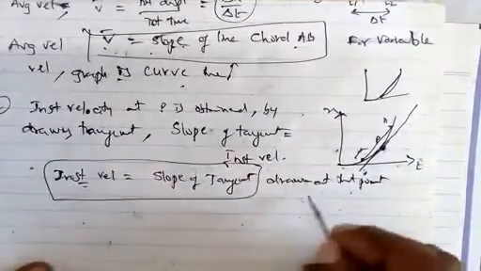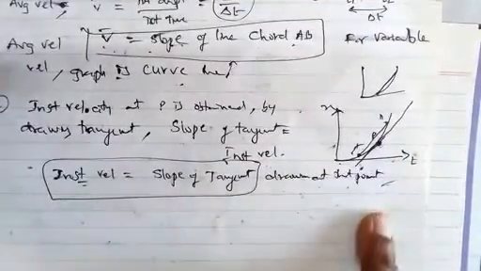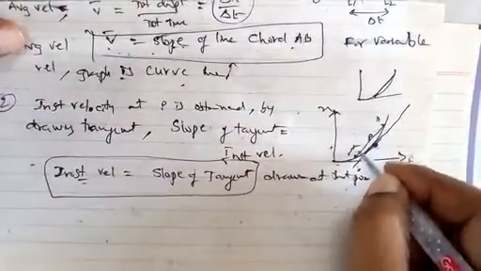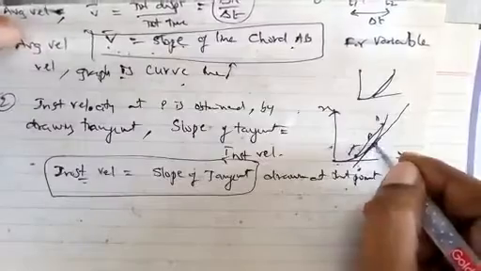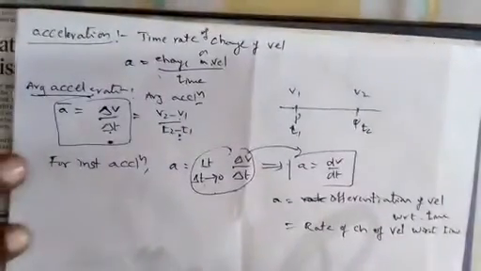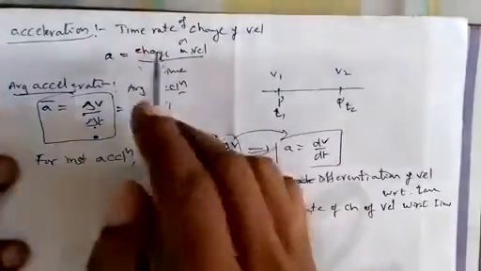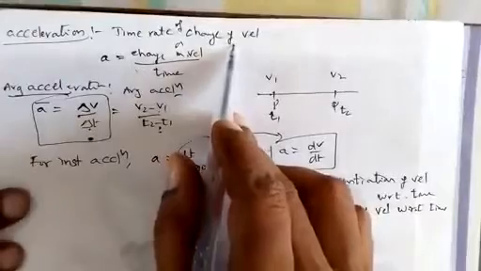These things we discussed yesterday. So remember this point: slope of the chord gives average velocity, and slope of the tangent gives instantaneous velocity. Now we will discuss acceleration. So what is acceleration? See here, acceleration is the time rate of change of velocity.